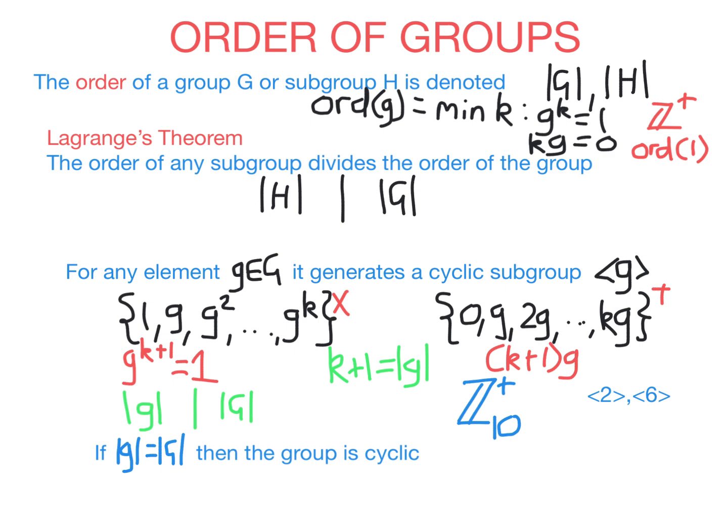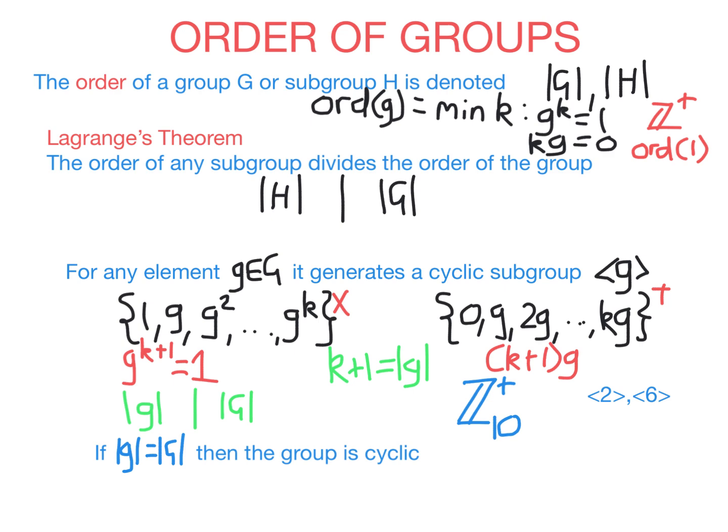So it turns out that groups can have infinite order. We've seen groups like this before. For example, the general linear group, which is the group of all n by n invertible matrices, that's infinite. There are infinitely many of them, so the order of that group is infinity.